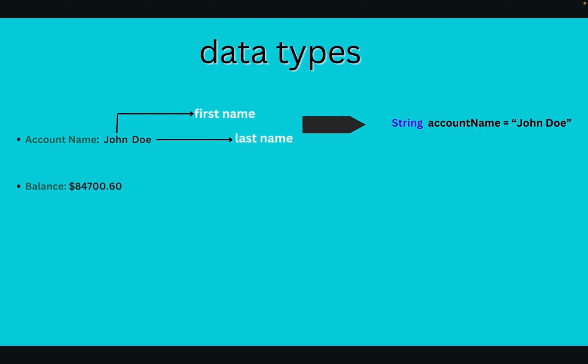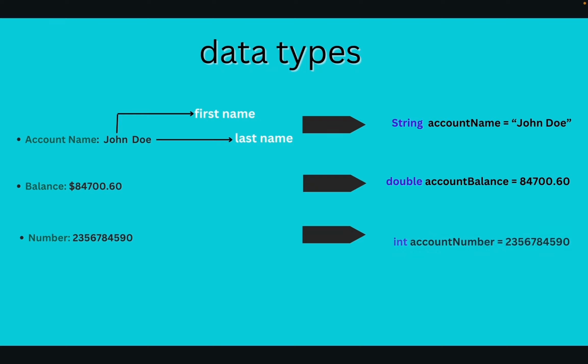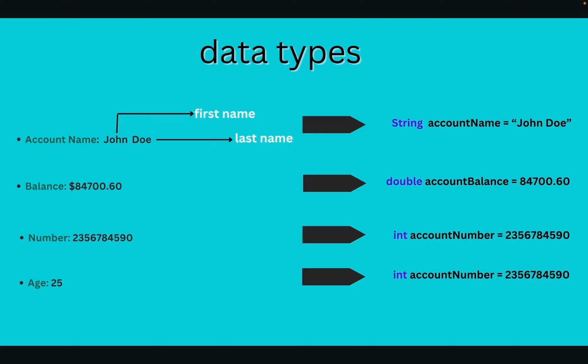Our account balance is a number in decimal. We have a data type called double, used to express numbers in decimals. We also have floats, which we will discuss in a minute. We have our account number made up of whole numbers, as well as our age, which is a whole number as well. Whole numbers in Java are expressed as int data types.